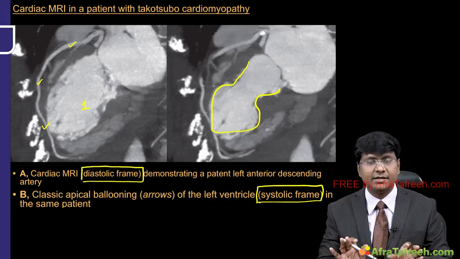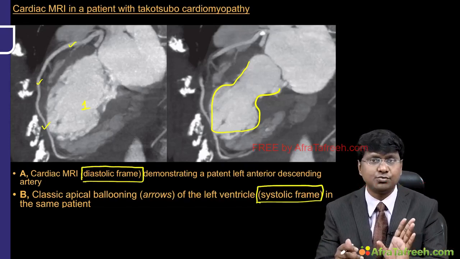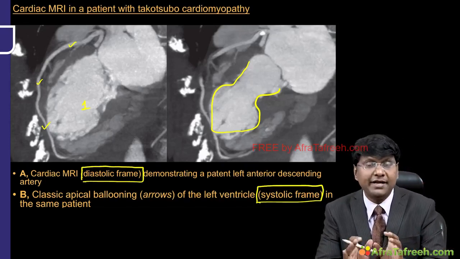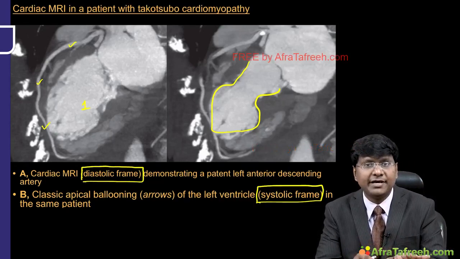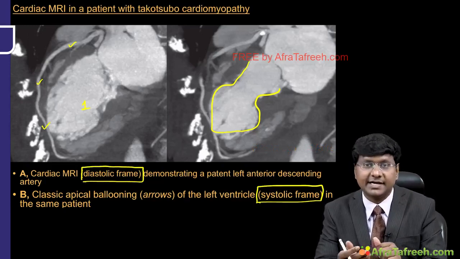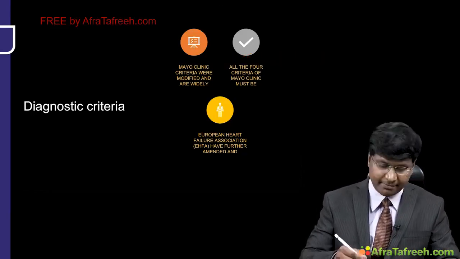So these are the diagnostic modalities, the investigations that you have to do in Takotsubo cardiomyopathy. What is very important is that coronary angiography appearing normal is a very, very important point to differentiate acute MI from Takotsubo cardiomyopathy, right? And the next is the criteria. We have 2 important criteria to define Takotsubo cardiomyopathy.